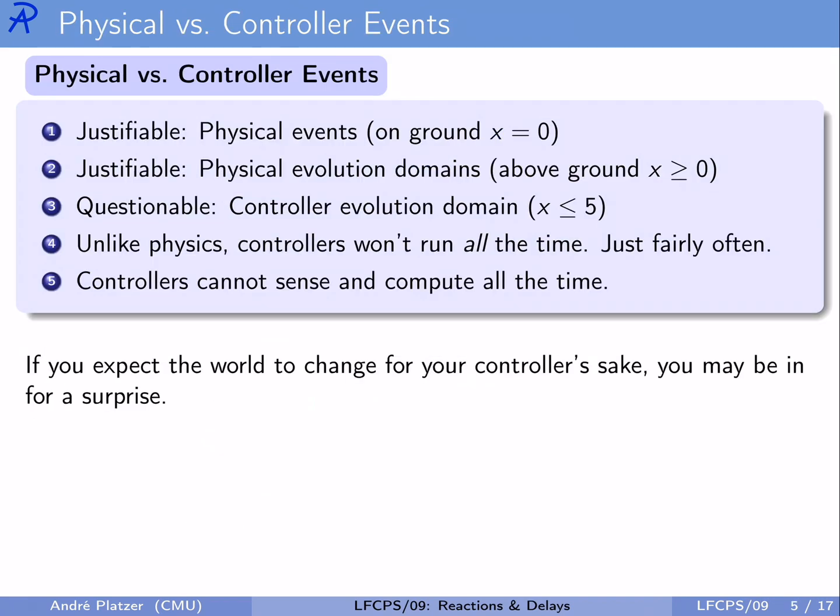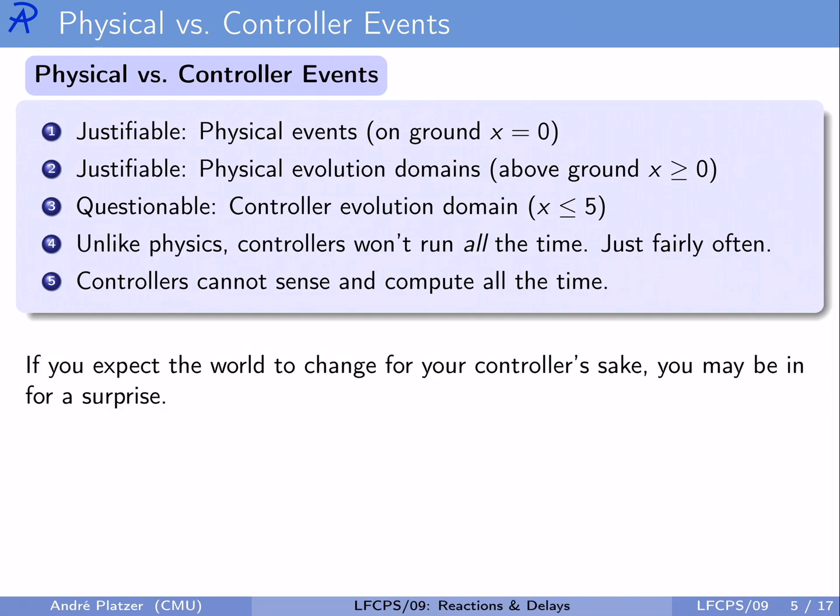So the issue is that you have some justifiable events, like, for example, checking for physical events. Are you on the ground? Where you can even use exact equality comparisons if that's where your ground is at height 0. And you've got these physical evolution domain constraints, like you want to be above ground all the time. They're non-questionable. But others are harder to justify, the ones that come from the controller's pleasure, basically, to add into the evolution domain constraint that you really would like to be below height 5 all the time.